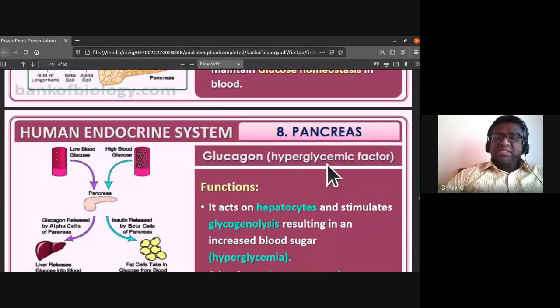Glucagon is a hyperglycemic factor. Whenever there is less glucose, it is secreted. It acts on hepatocytes, that is liver cells, and stimulates glycogenolysis, that is breakdown of glycogen. Glycogen is stored in the muscles and liver, you know that. So glycogenolysis is the breakdown of glycogen, and it increases the blood sugar. That is why glucagon is also called a hyperglycemic factor.